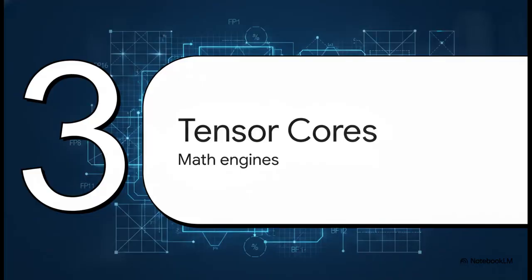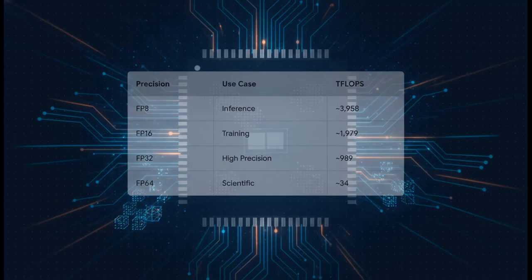Okay, Section 3, Tensor Cores and Precision, the math engines driving the operation. Inside each of those streaming multiprocessors are the real heavy lifters, Tensor Cores. These are specialized units dedicated entirely to the heavy matrix multiplication required by AI. The really cool thing here is that the H200 supports multiple precision modes, which allows it to dynamically trade off mathematical precision for just incredible speed.